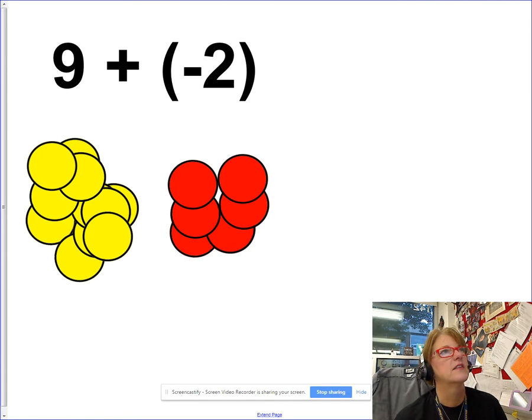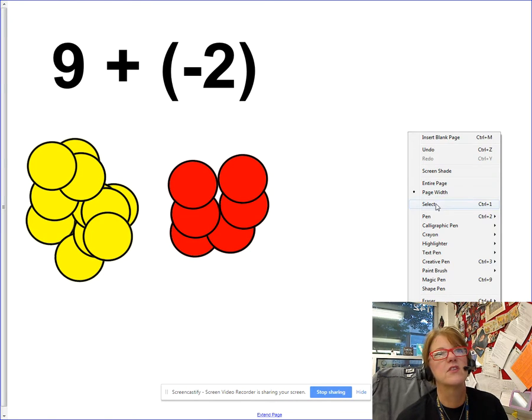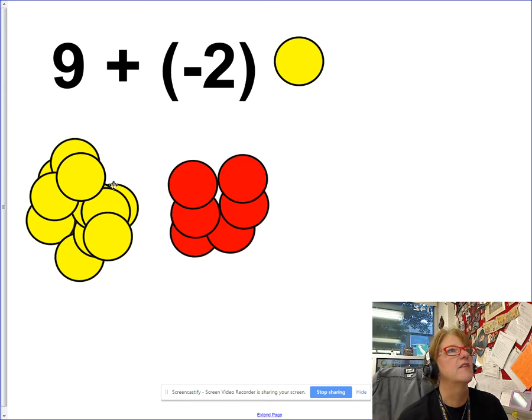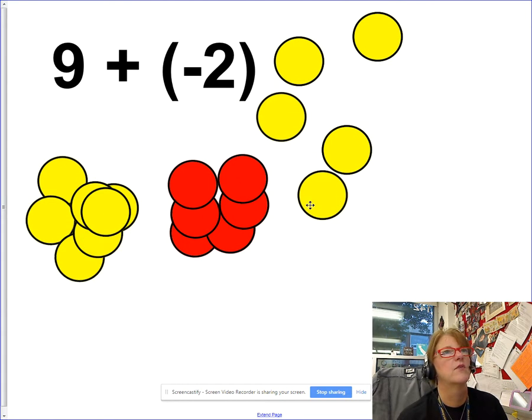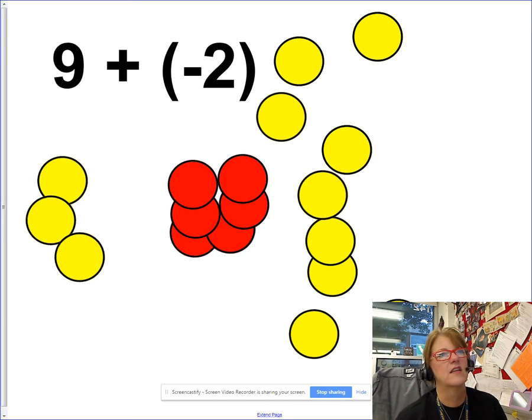All right, what about this one? See if you can do this one, maybe even without using the counters. I'll model it just so you can see it. But if you have 9 positives, 1, 2, 3, 4, 5, 6, 7, 8, 9. Okay, 2 of them are negatives.